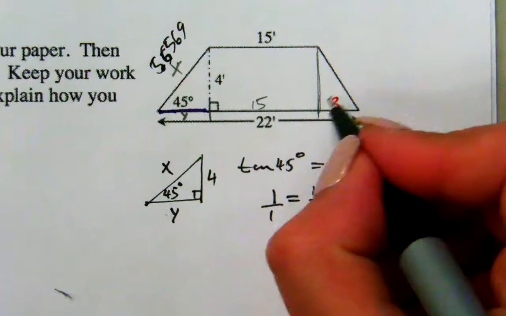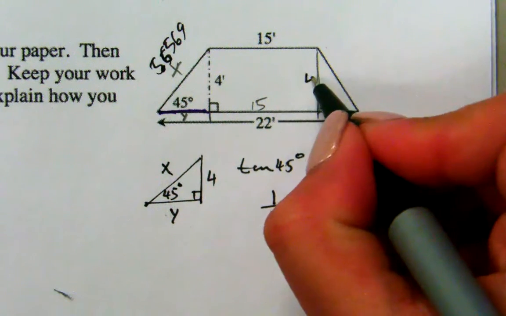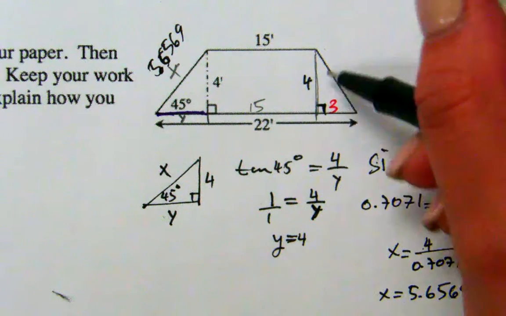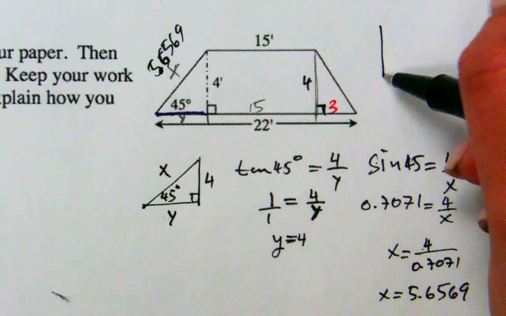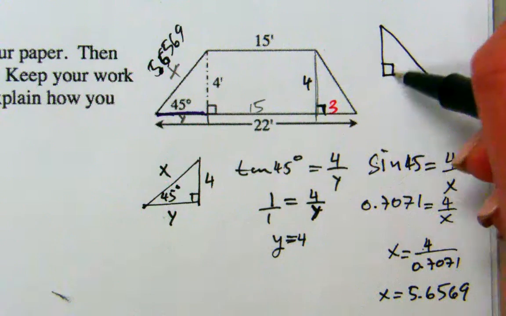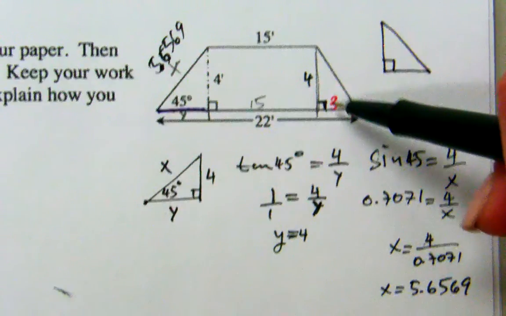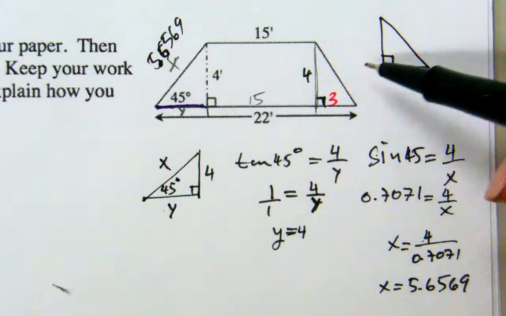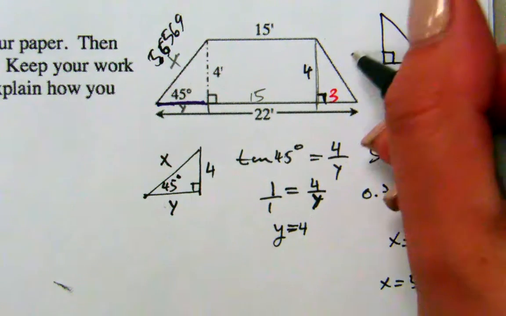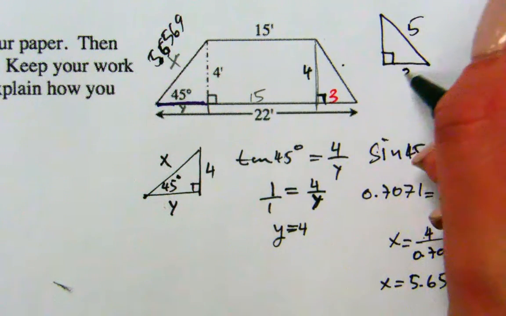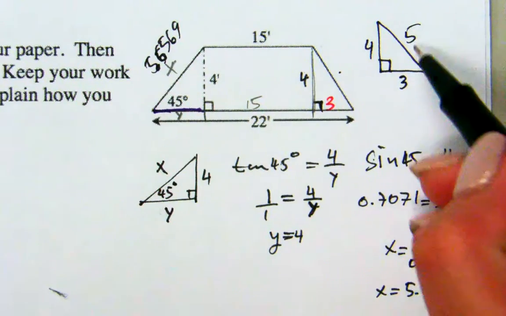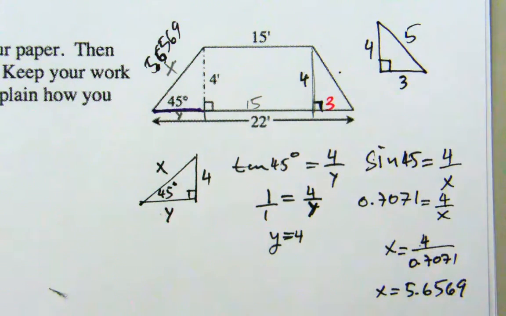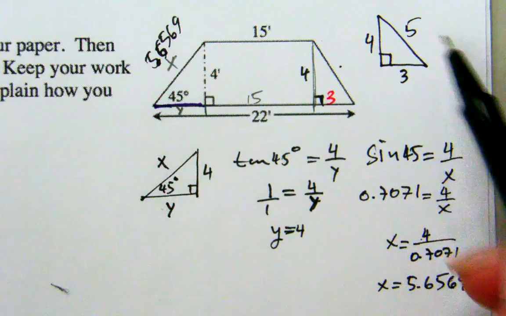This is again a 90-degree angle. We know this is 4 because it's the same height on the other side. So this is a 3-4 triangle. This is going to be a piece of cake. 3 squared is 9, 4 squared is 16, 9 plus 16 is 25, and the square root of 25 is 5. So this is a 3, 4, 5 Pythagorean triple. If you don't believe me, you can do your Pythagorean theorem. That's 5.